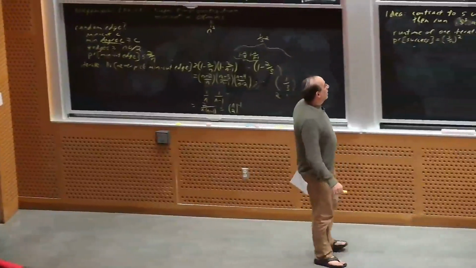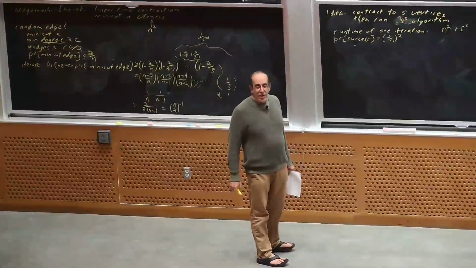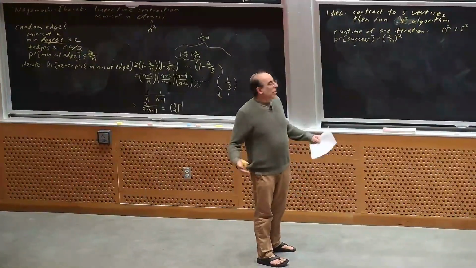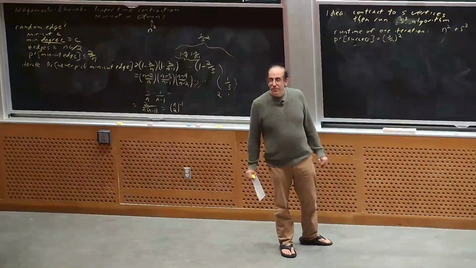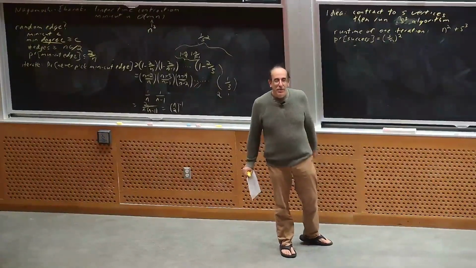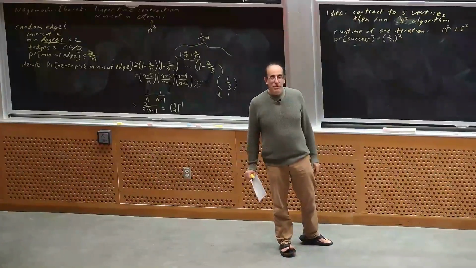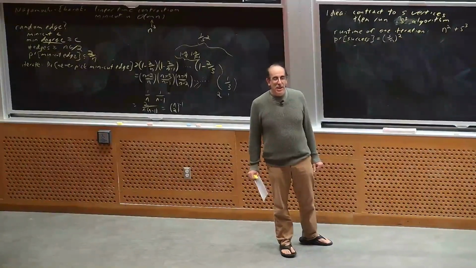Okay. How do we have to put these together? Well, this is a small probability of success. We want a large probability of success. So what do we do? Yes. And how many times should we run this algorithm if we want a large probability of success?